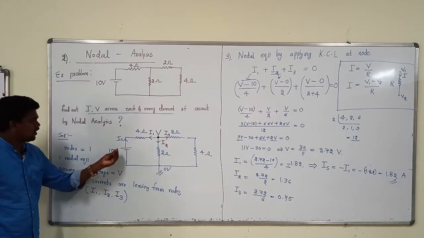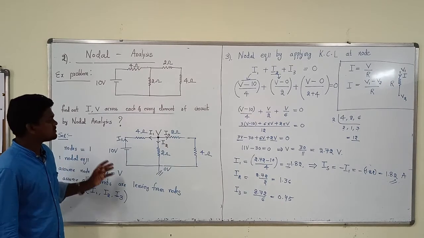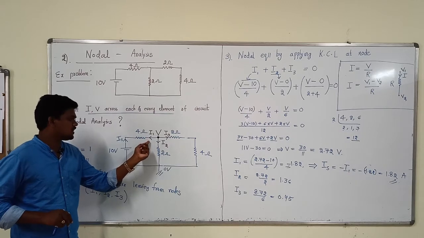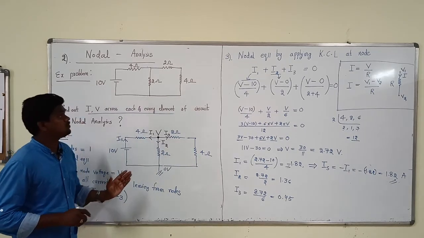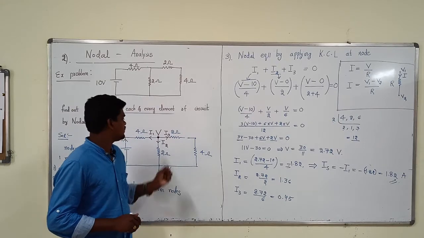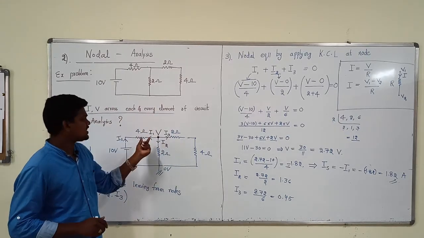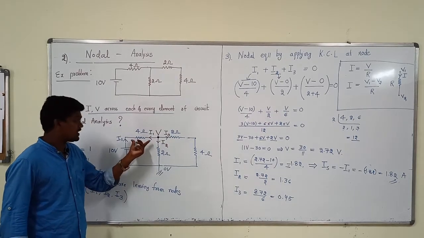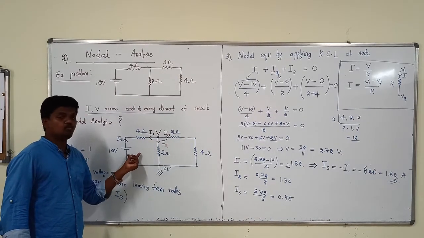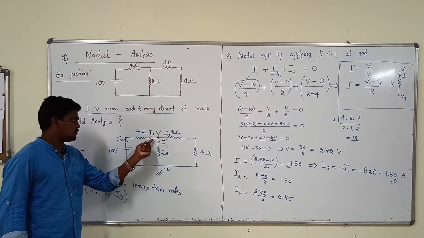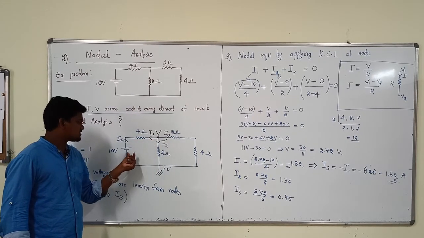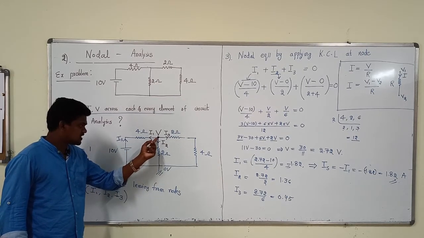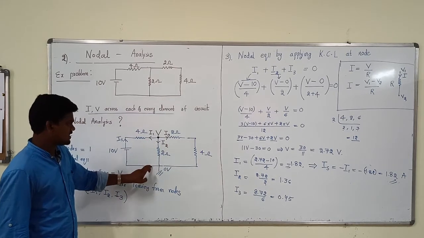The first step: how many nodes are available. Second step: from the node, all the currents are leaving. That's why I am taking I1, I2, I3. Next step, apply KCL at the node for these currents, by writing the current equations. Very important. In order to write a current equation, use voltage by resistance. And to write the voltage between two points: across this resistor, on one side we have V, on the other side 10, so V minus 10. For the 2 ohm resistor, one side V, the other side is 0. That's why V minus 0.